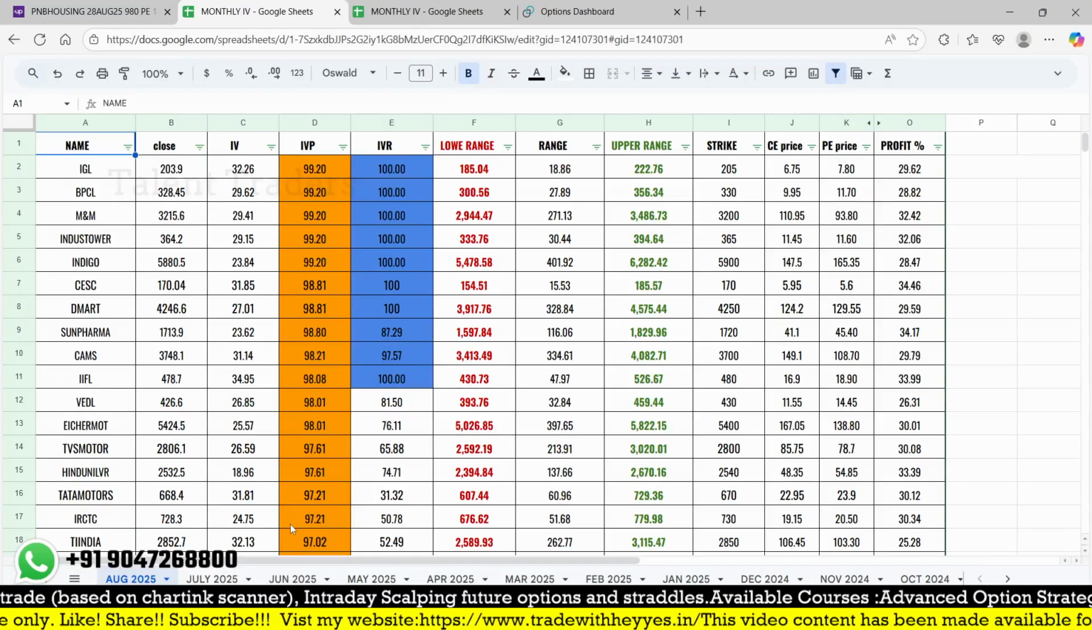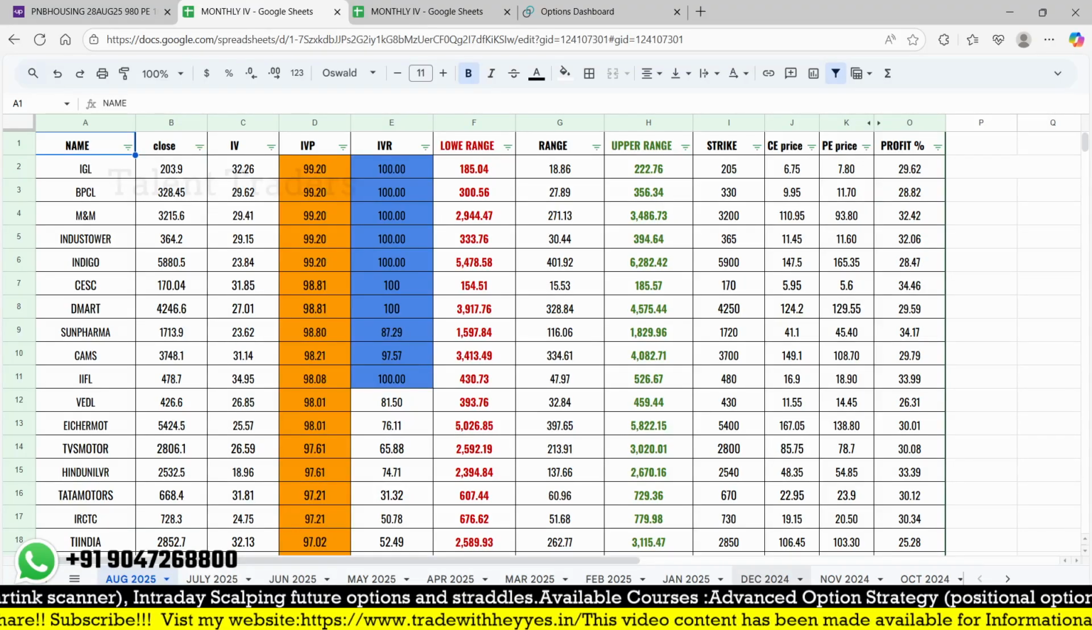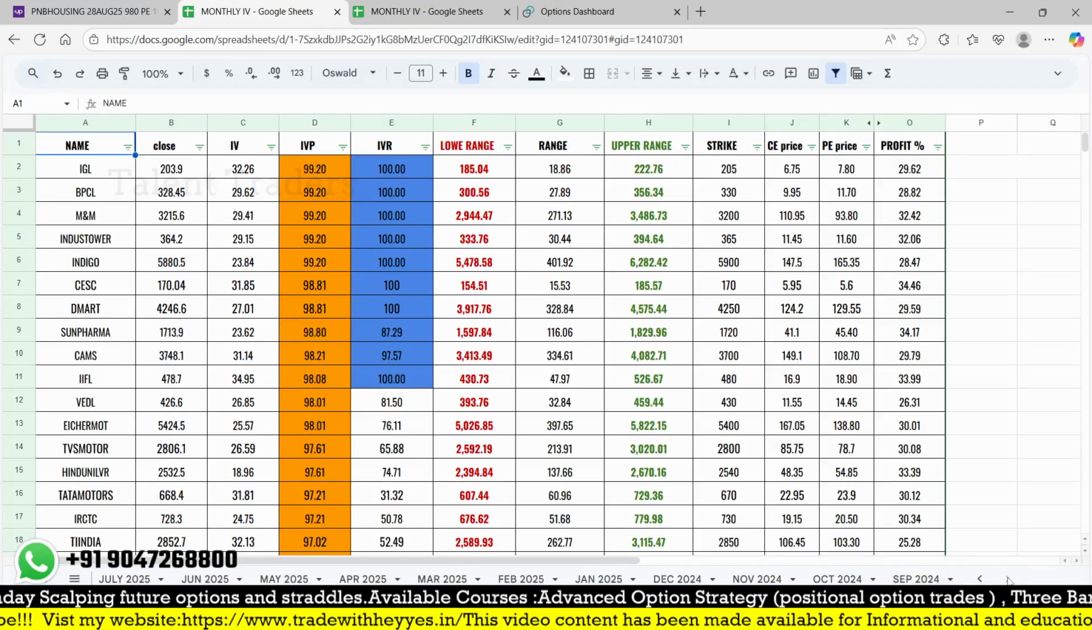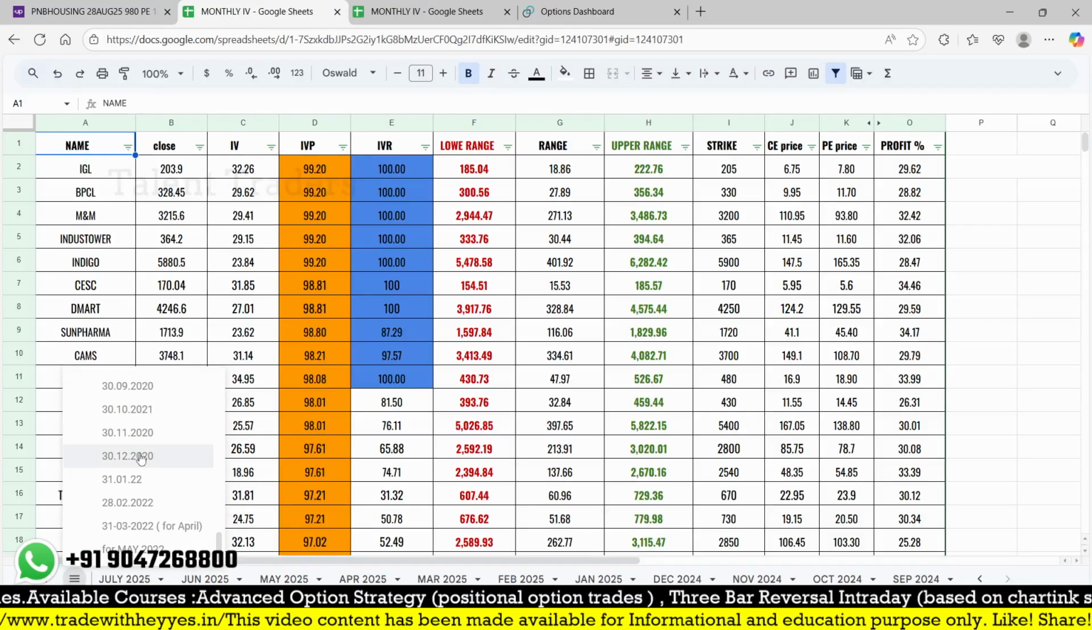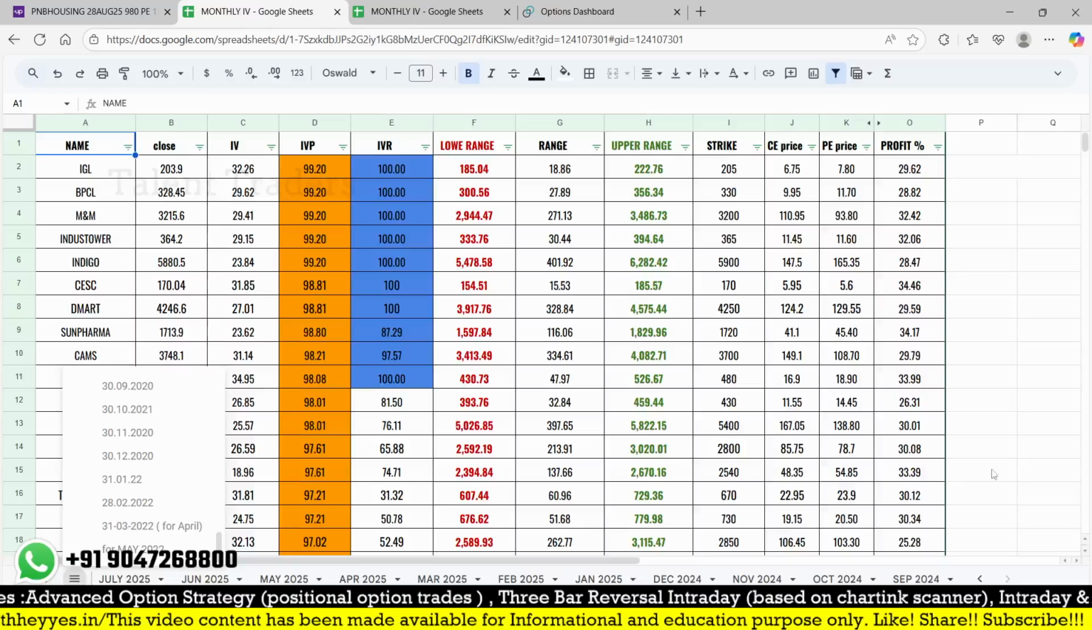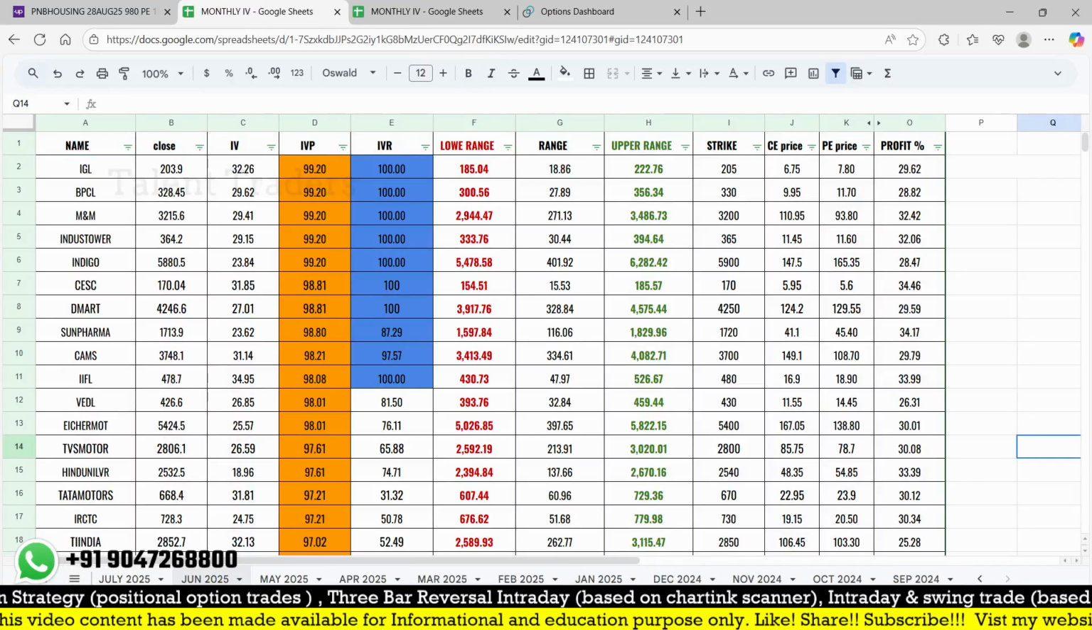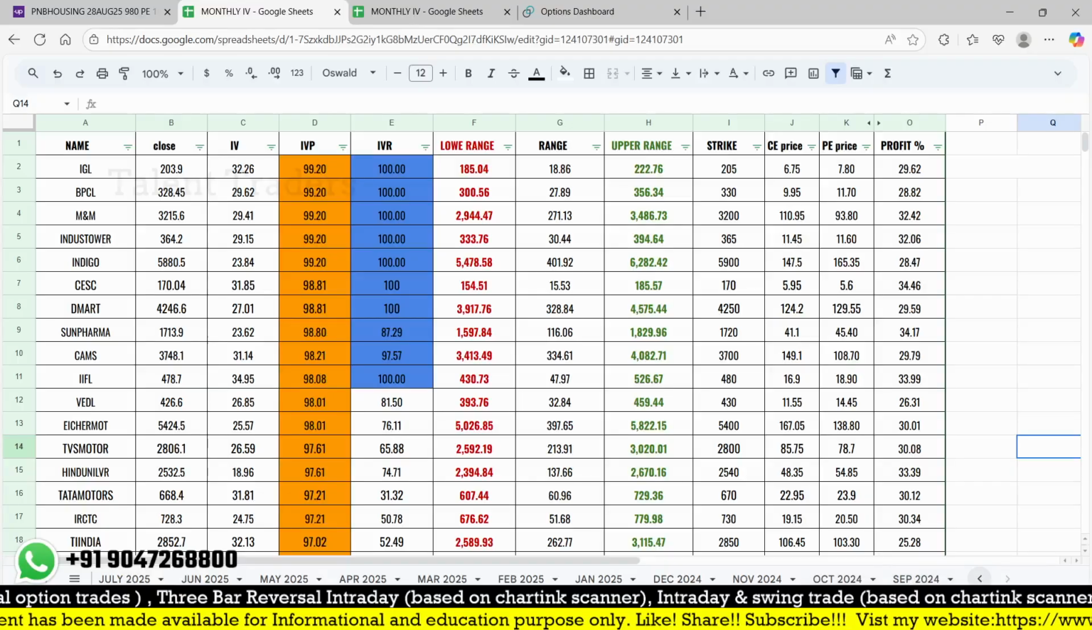We have been doing this strategy for a long time, and you can see the data. We are keeping the data up to 2020. We are only displaying some of it, and we update this on a monthly basis.